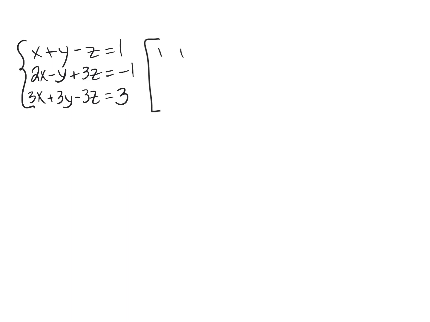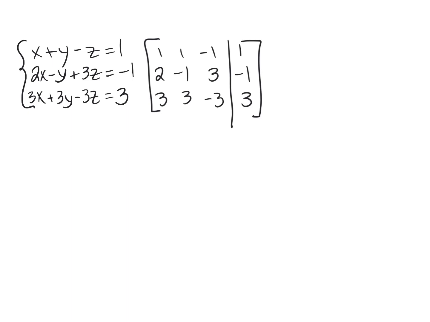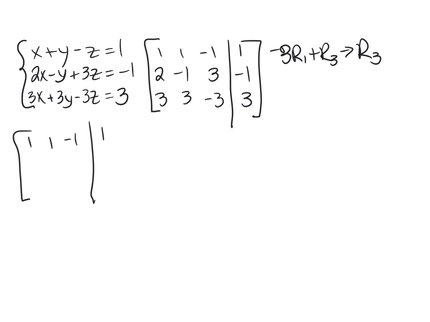So I have a 1, 1, minus 1, and a 1. 2, minus 1, 3, minus 1, and then 3, 3, minus 3, 3. So I'm going to take care of the obvious business first. I'm going to say minus 3, row 1 plus row 3, and replace row 3. So I'm going to disobey my own rules here, skip the busy work because it's obvious. Row 1 and 2 stay the same, and I get 0, 0, 0, 0.